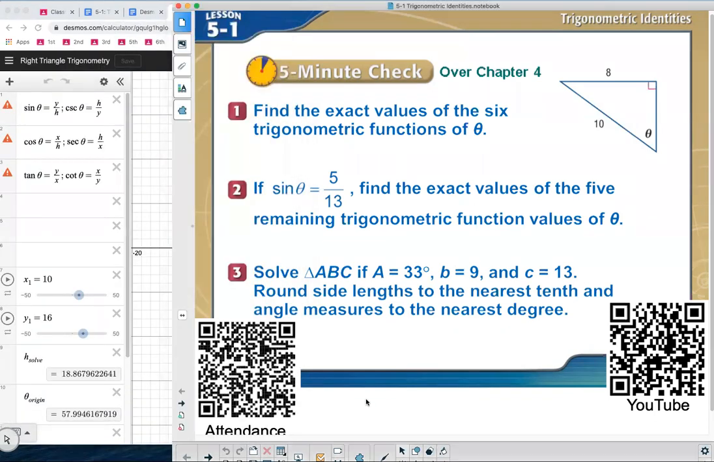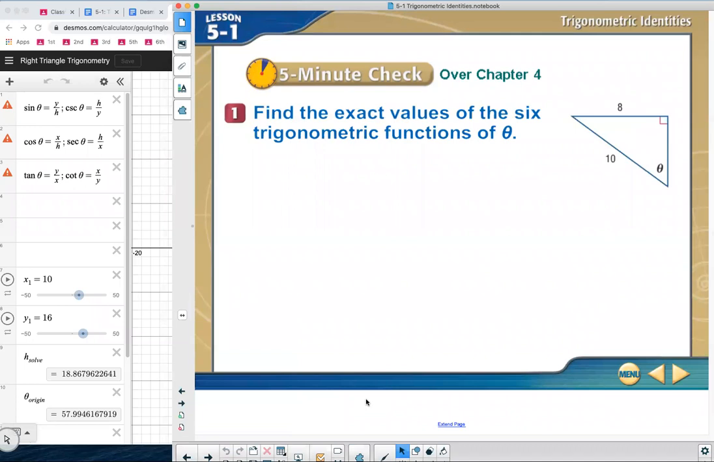Let's take a look at problem number 1. It says find the exact values of the 6 trigonometric functions of theta. So we had rules in chapter 4, specifically in lesson 4.1. I told you if you're solving a triangle, you want to make sure your 2 angles are located where? On the x-axis. X-axis, very good.